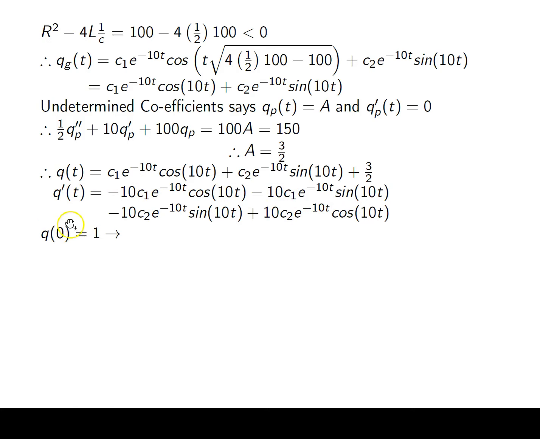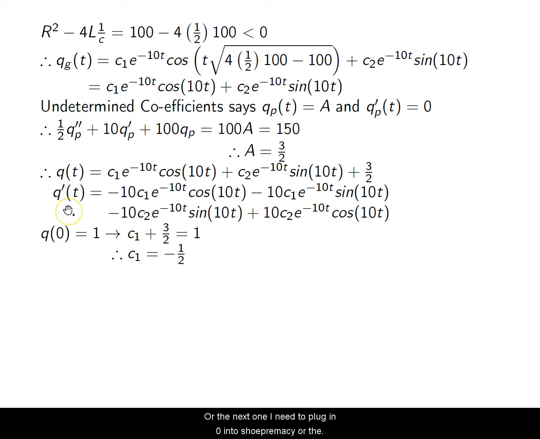As I apply my initial condition to the charge function, I know that this is going to equal 1. So plug in 0, this goes to 1, this goes to 1, I got C1. Okay, this makes this whole thing 0, and this is 3/2. So I basically have C1 plus 3/2 equals 1. Okay, so that gives me C1 is -1/2 when I subtract this from both sides.